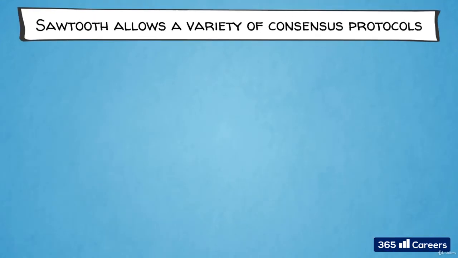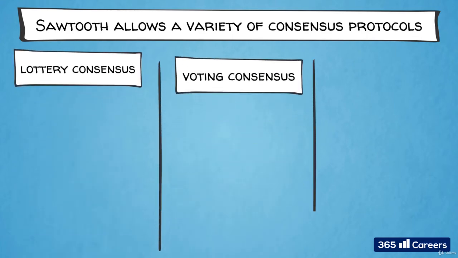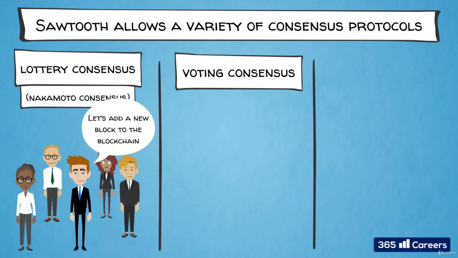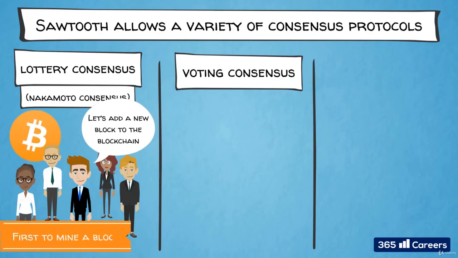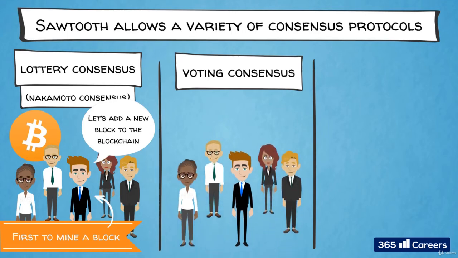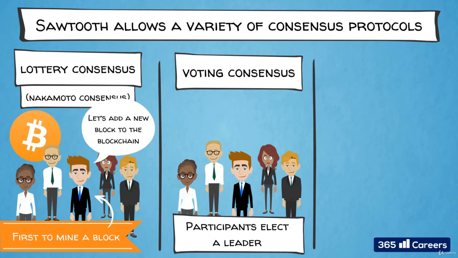Sawtooth does not take a fundamental position on which consensus mechanism is best. It rather offers an interface that allows for a variety of consensus protocols to be used. We can broadly distinguish two main approaches to consensus protocols: lottery consensus and voting consensus. The first, known as Nakamoto consensus, elects a leader through some form of lottery. The leader then proposes a new block to be added to the blockchain. In Bitcoin, for example, the first miner to solve the proof-of-work cryptographic puzzle wins the leader election lottery. The second approach, also known as Byzantine fault tolerance, uses votes among consensus participants to elect a leader.